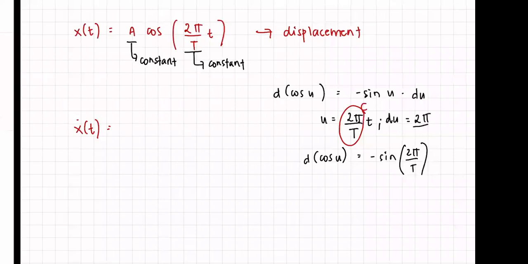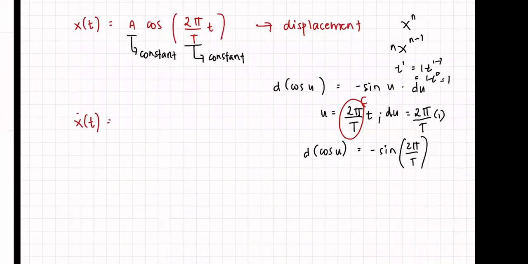Nawala na yung t kasi, di ba nga, xn, ang derivative natin is n, xn minus 1. So, yung t natin, may 1 sa taas. So, magiging siyang 1, t raised to 1 minus 1, so t raised to 0 or 1. So, ito times 1. So, 2 pi over t lang. Okay? So, you need to review your differential calculus. Ang derivative natin dito is 2 pi over t.